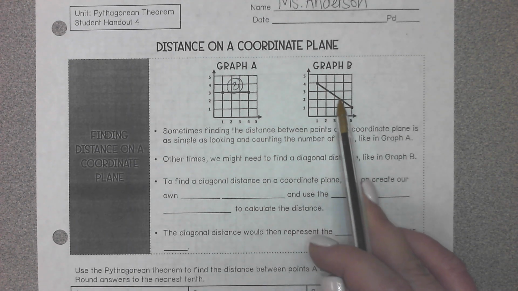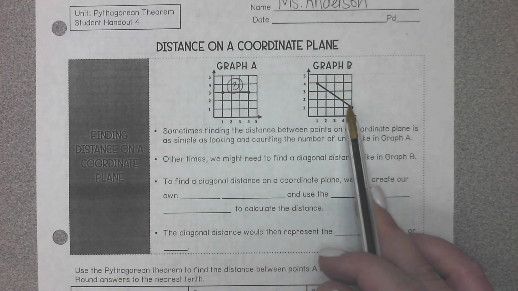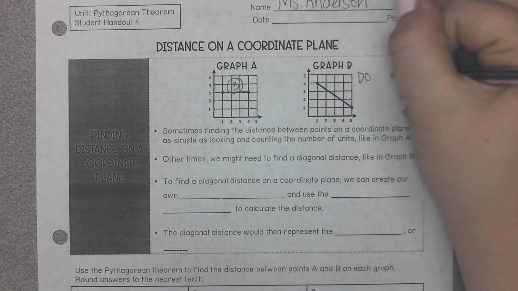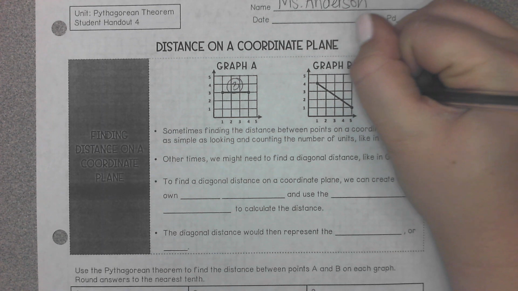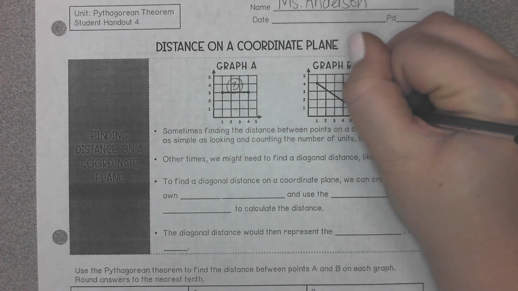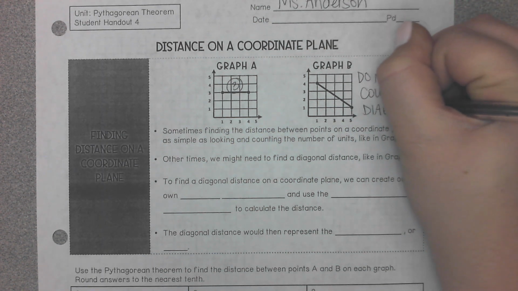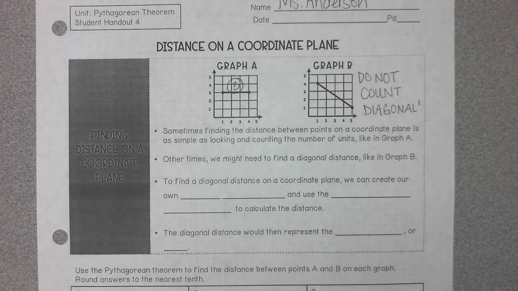You actually are never, ever, ever supposed to count the diagonal. So why don't you write that down? Do not count diagonal. That's like a big no-no. You're going to get the wrong answer, okay?